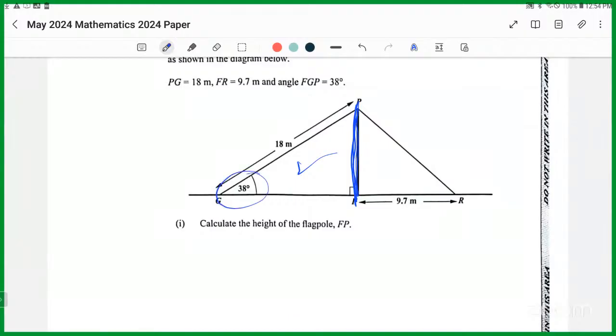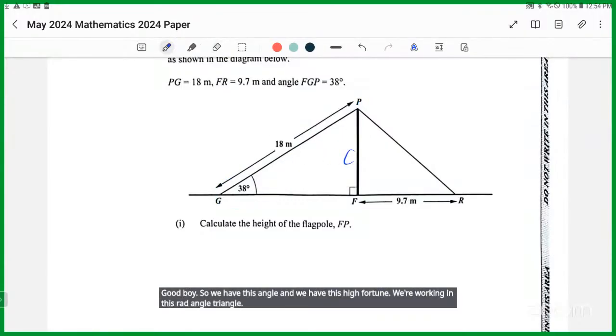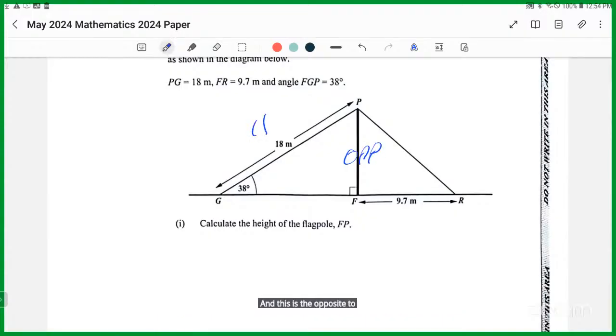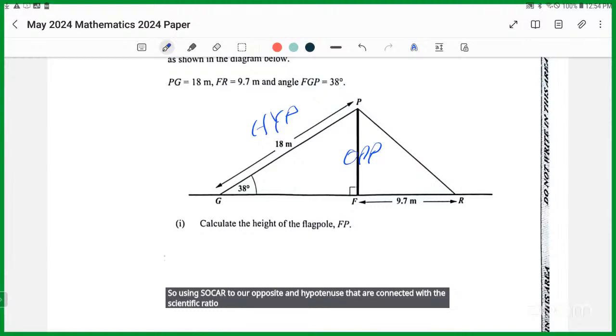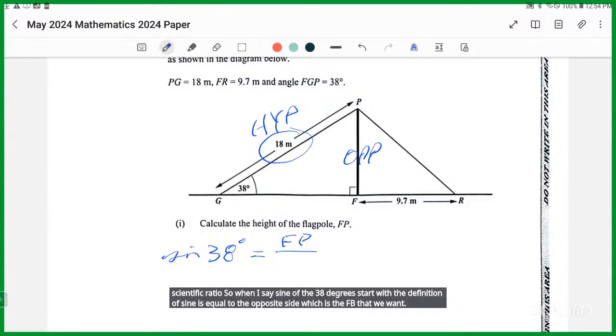So we have this angle and we have this hypotenuse. We're working in this right angle triangle. And this is the opposite to the angle, right? And this is the hypotenuse. So we're using SOH CAH TOA, opposite and hypotenuse that are connected with the sine trig ratio. So we're going to say sine of 38 degrees, start with the definition of sine, is equal to the opposite side, which is the FP that we want, over the hypotenuse, which is 18.